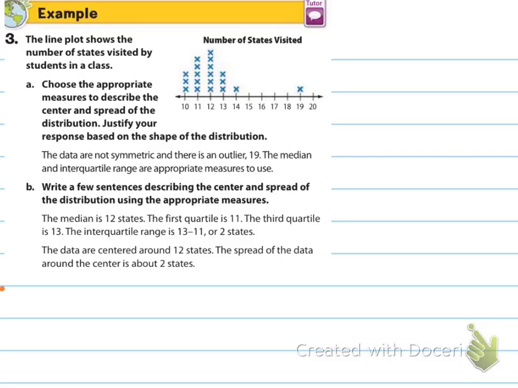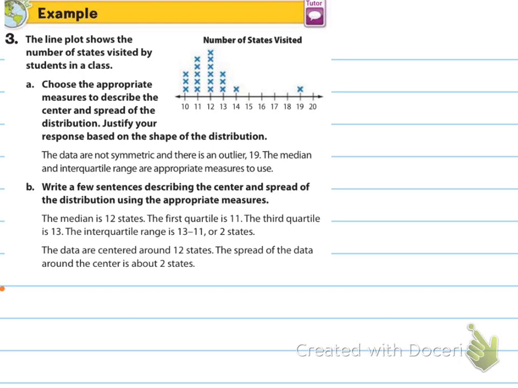So B says, write a few sentences describing the center and spread of the distribution using the appropriate measurements. And of course, they have their written answer here saying that the median is 12, the first quartile is 11, the third quartile is 13, and the interquartile range is 13 minus 11, which is 2. So that's 2 states for the spread. The data is centered around 12 states, and the spread of the data around the center is 2 states.